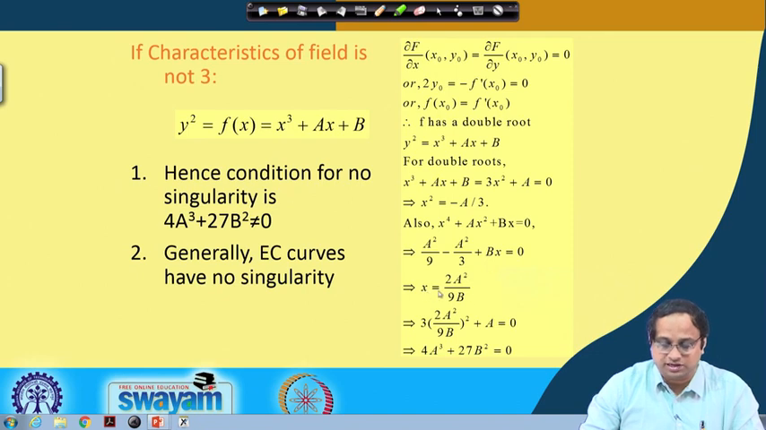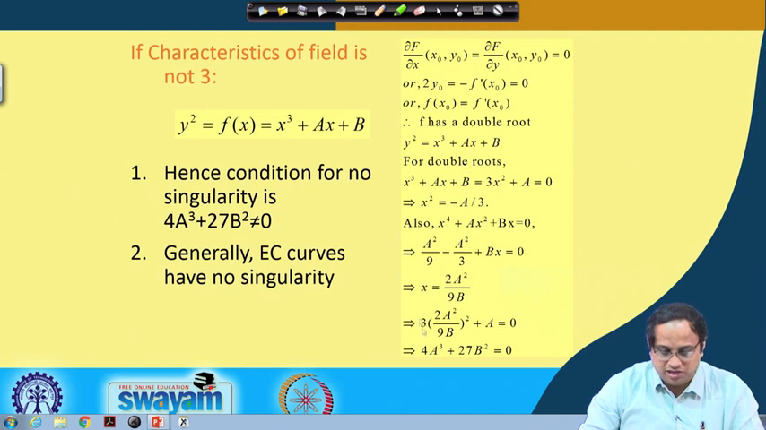So, therefore, you obtain that x is equal to 2a squared by 9b. You can just do a few arrangements and you will get x equal to 2a squared by 9b. Now, since you have got this equation 3x squared is equal to minus a, that means 3x squared plus a is equal to 0. So, therefore, you will get 3 into 2a squared by 9b whole square plus a is equal to 0, and from there you can get this criterion, which is 4a cube plus 27b squared is equal to 0.